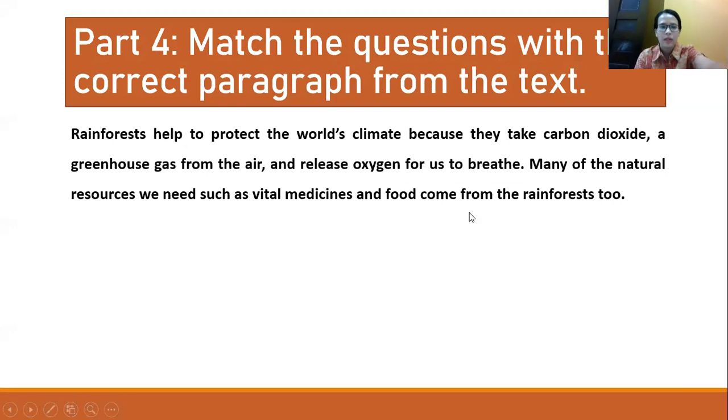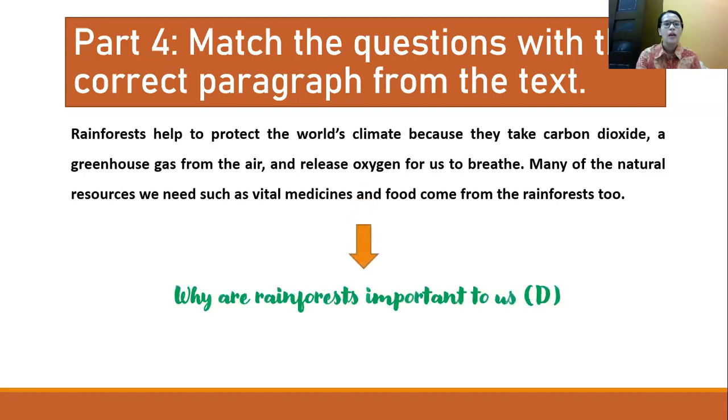Rainforests help to protect the world's climate because they take carbon dioxide, a greenhouse gas, from the air and release oxygen for us to breathe. So it is referring to why rainforests are important to us, because it helps to protect the world's climate, because they take carbon dioxide, and so on. And also, we need vital medicines and food from rainforests.